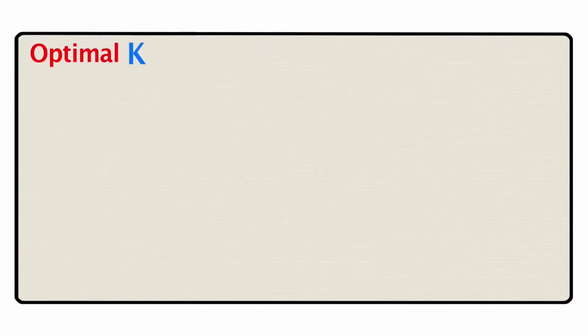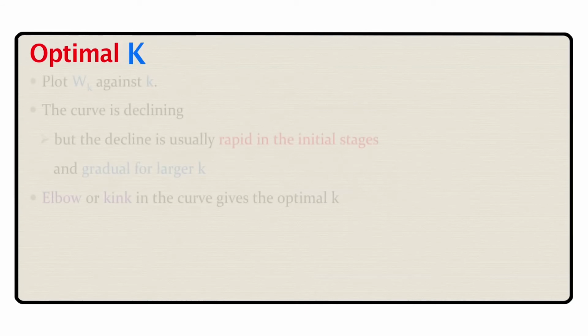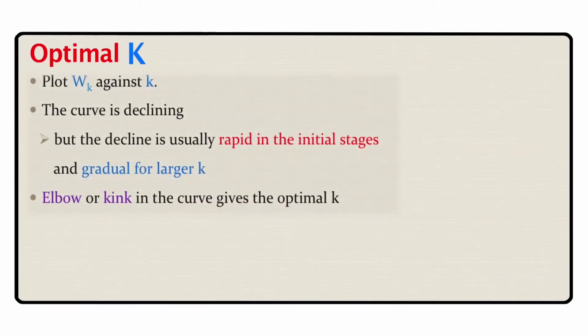Now the question is how to choose an optimal K. Suppose we take different choices of K and get Wk. We are not sure how many clusters we should have. So we start with K equal to 2, form 2 clusters, look at W2, then look at W3, then look at W4, taking 4 clusters. We go on doing this. And if we plot these Wk's against K, we have a declining curve. Wk would be decreasing with K.